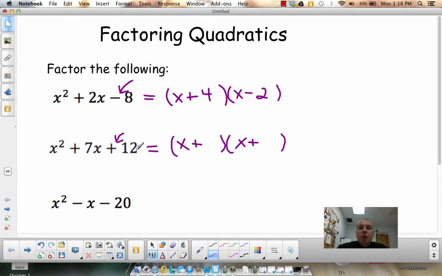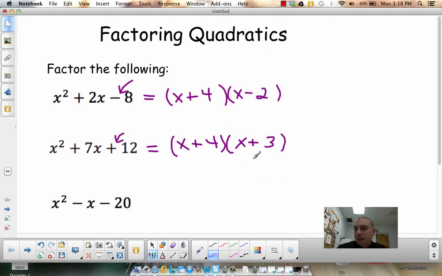Are there factors of 12 that when added together give me 7? So you've got to think of all the different factors again. Yeah, 4. That's a 4. And 3. Ta-da! I'm done.